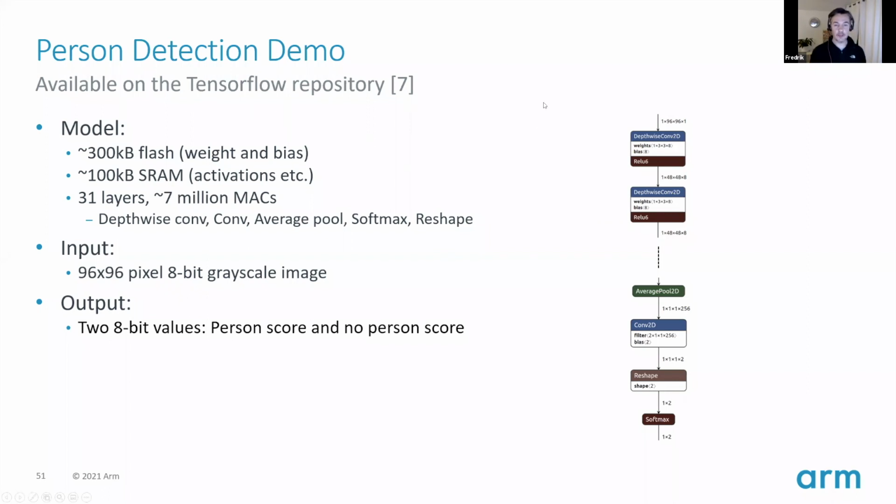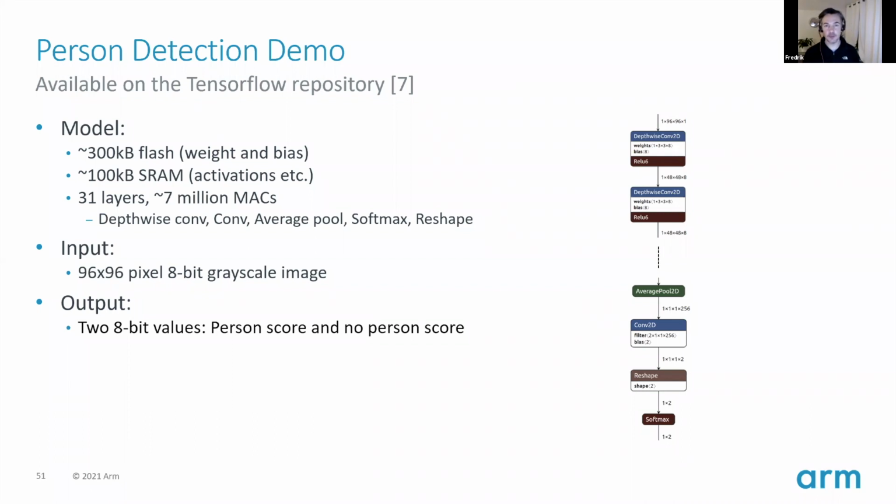So what it does is that it detects whether it's a person in a picture or not a person, and to do that, a model is used. That model consumes around 300 kilobytes of flash, which mostly consists of weights and bias, about 100 kilobytes of SRAM, and it has 31 layers and around 7 million MACs. So that's the model, or the network.